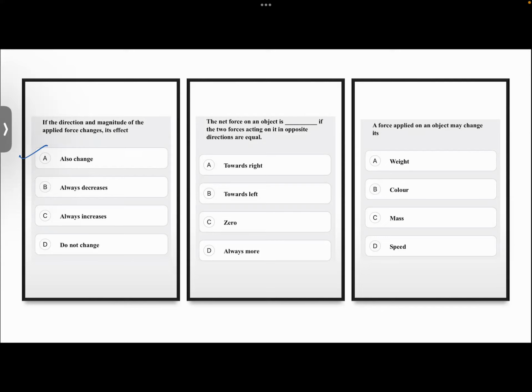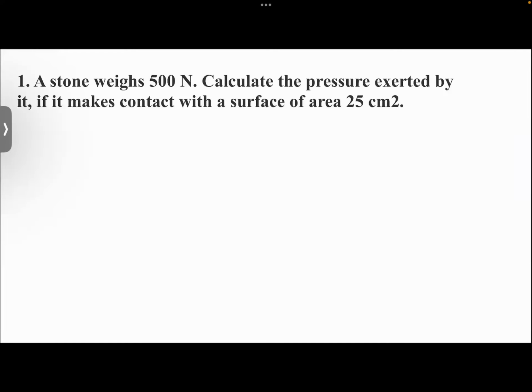The net force on an object is dash if two forces acting on it in opposite directions are equal. Zero. The value of the net force is zero. Good. Next question. The force applied on an object may change its speed. Speed. Great. Okay. Next question. A force applied on an object may change speed actually.